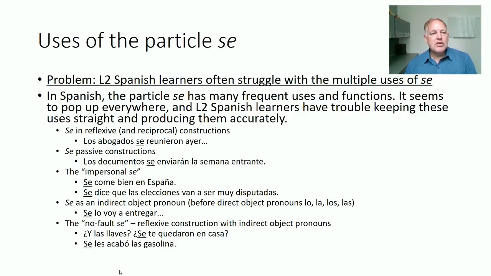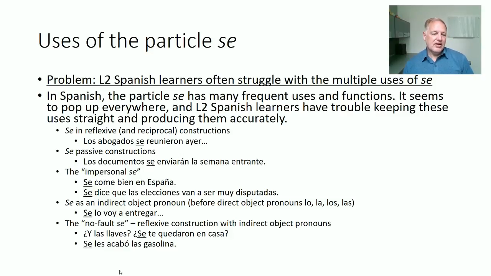All right, so obviously the subjunctive versus indicative is a major problematic area for anyone who's learned Spanish or Portuguese. Uses of the particle se. What's the problem? Well, Spanish L2 learners often struggle with the multiple uses of se, and that's because, as you've probably noticed, the particle se has many frequent uses and functions in Spanish, and it seems to pop up everywhere. So as learners, we just have trouble keeping all these uses straight and also producing them accurately.